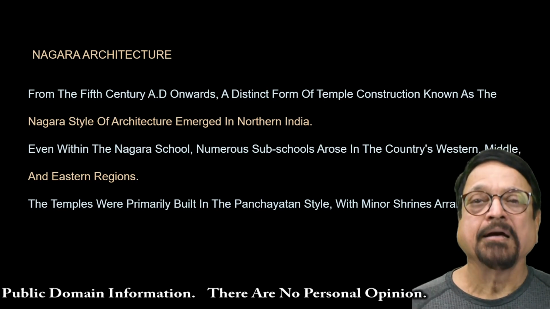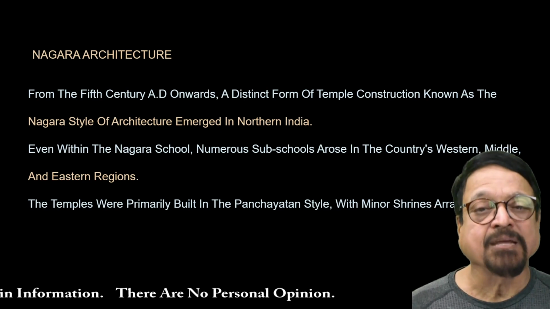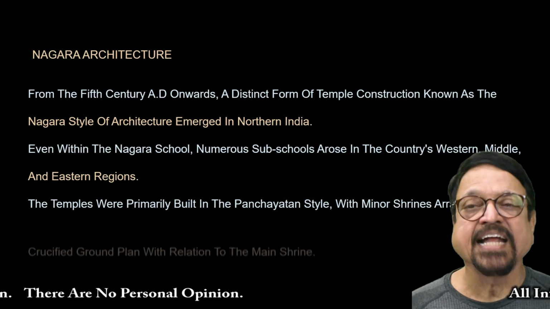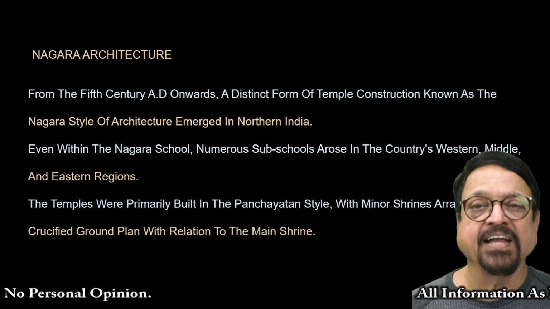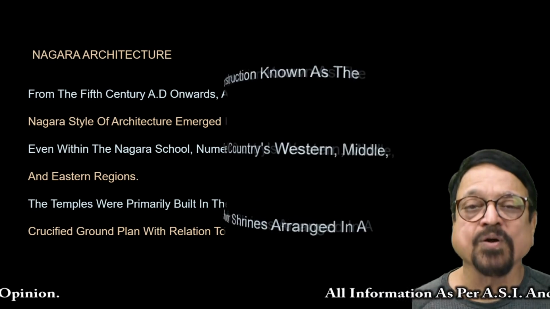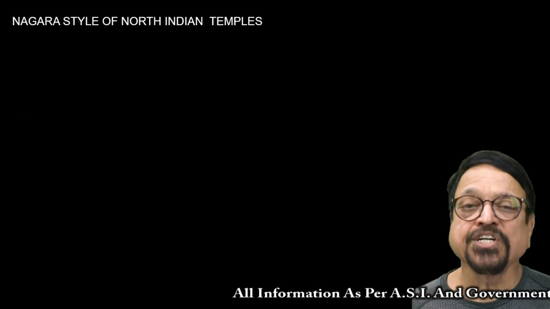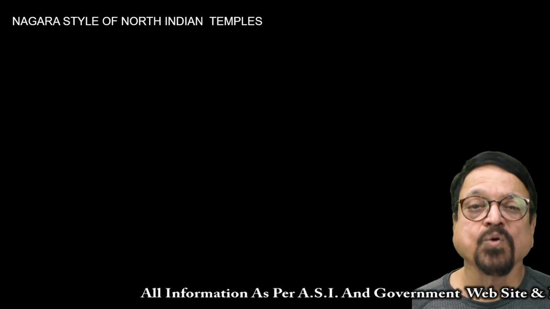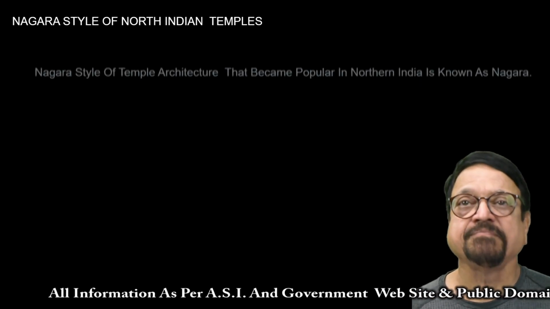The temples were primarily built in a Panchayatan style. Panchayatan style is a basic principle given as a guideline, with minor shrines arranged in a cruciform ground plan in relation to the main shrine. That is what I told you at the beginning also, that there are no rigid rules you have to follow. If you do not change the basics, then for the remaining things you are given liberty.